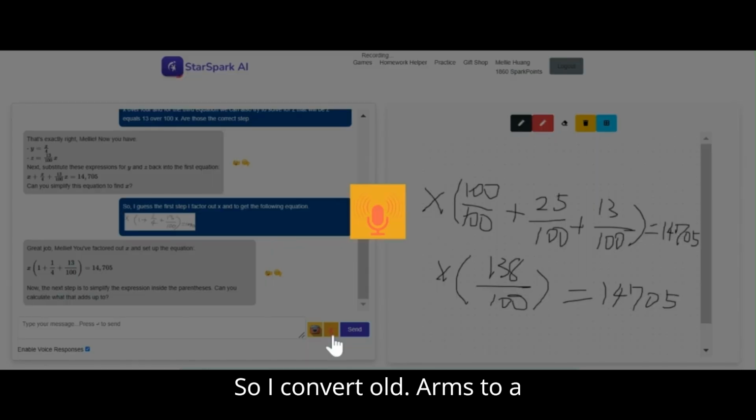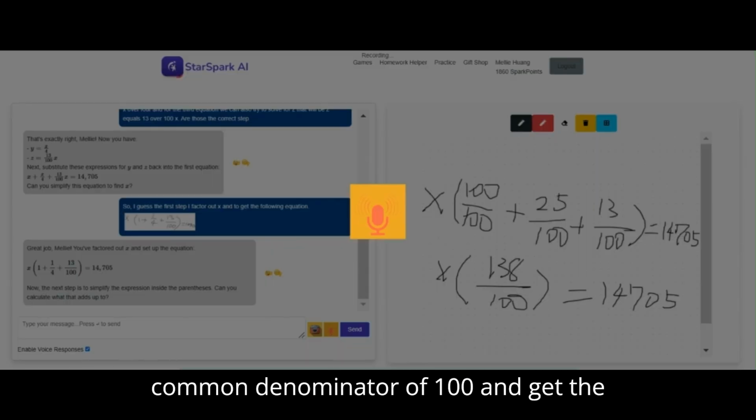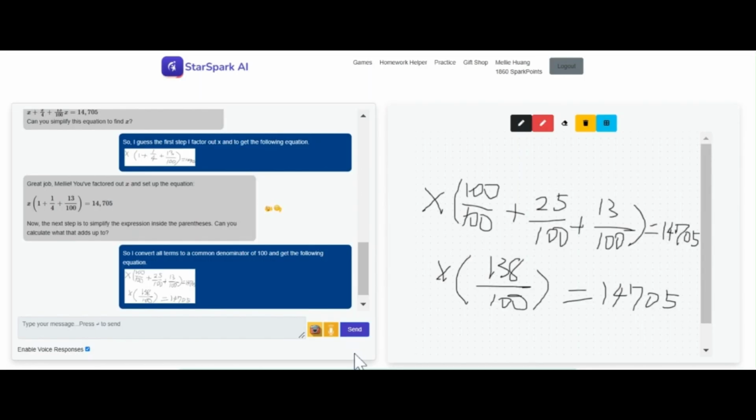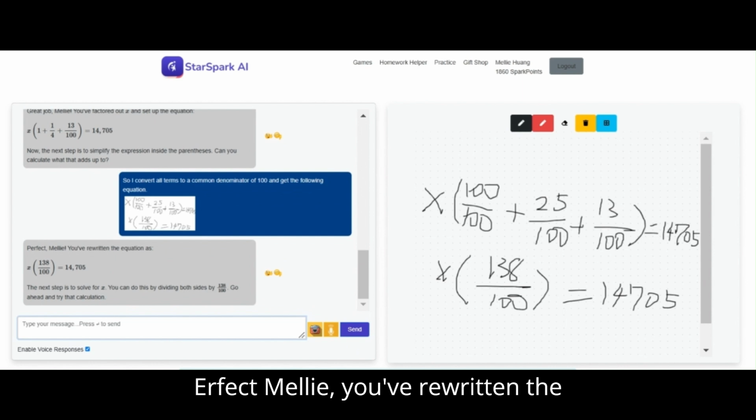So I convert all terms to a common denominator of 100 and get the following equation. Perfect, Mellie. You've rewritten the equation as x times 138 divided by 100 equals 14,705. The next step is to solve for x. You can do this by dividing both sides by 138 divided by 100. Go ahead and try that calculation.